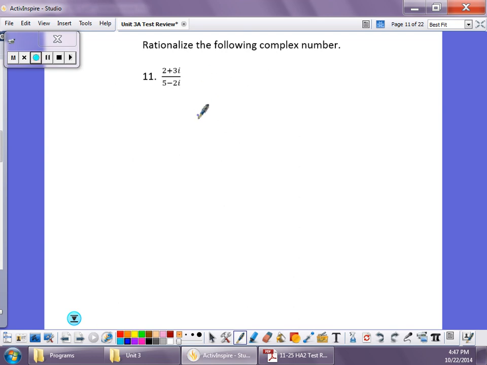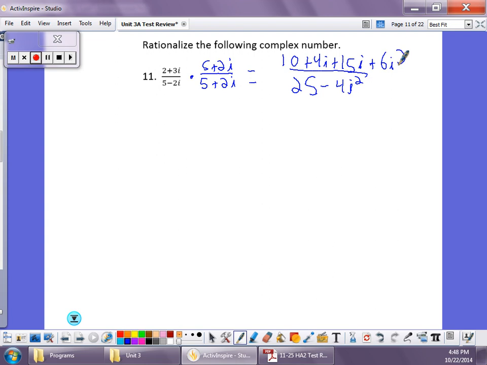To rationalize the complex number, that just means to multiply by the complex conjugate. So I multiply by 5 plus 2i over 5 plus 2i. This bottom, we can recognize is just going to be a difference of squares. So I'm just going to be left with a squared, which is 25, minus b squared, which is going to be 4i squared. In the numerator, I do have to distribute. So I get 10 plus 4i plus 15i plus 6i squared.